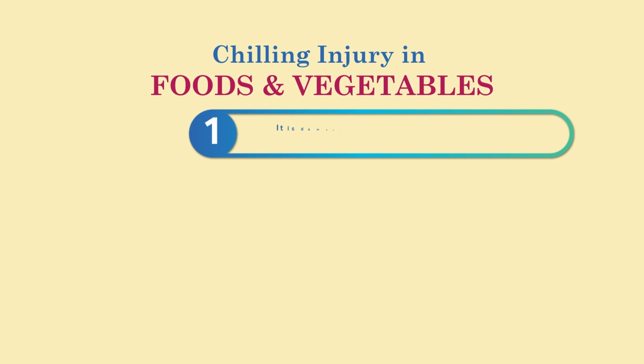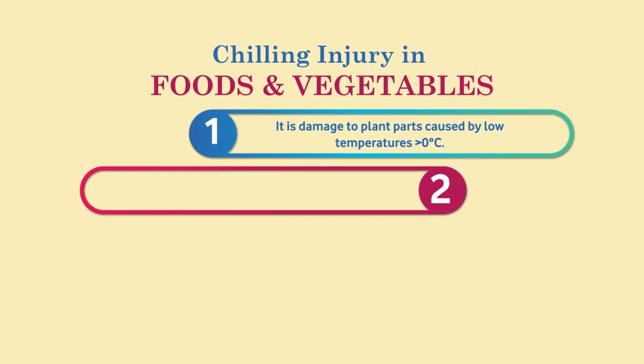Chilling injury is important, so I am highlighting it in detail. Chilling injury is damage to the plant part caused by a low temperature in the chilling zone, meaning the refrigerator or cold storage kind of zone, above 0 degrees centigrade. This is more prominent for tropical and subtropical fruits. Those commodities are more susceptible.